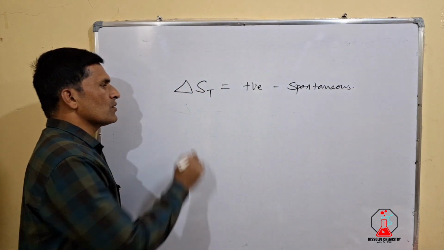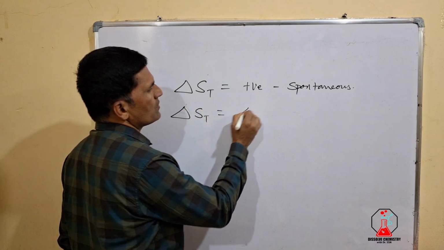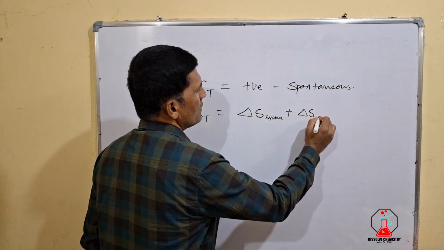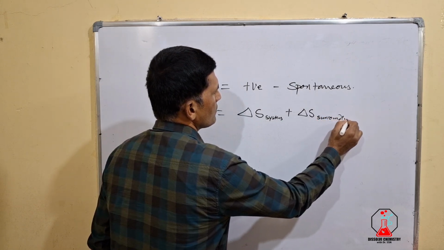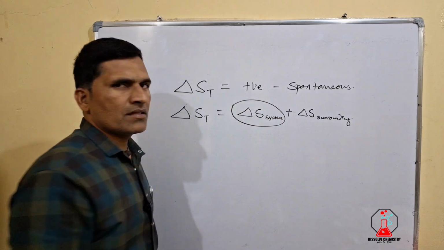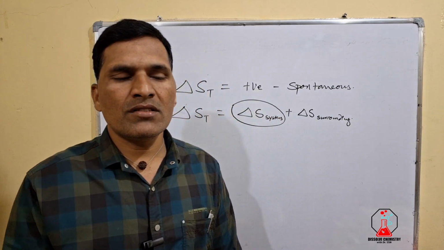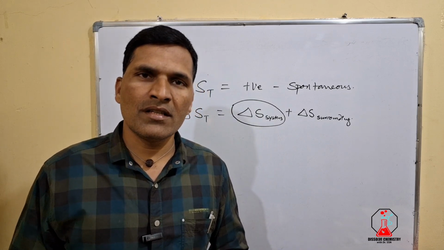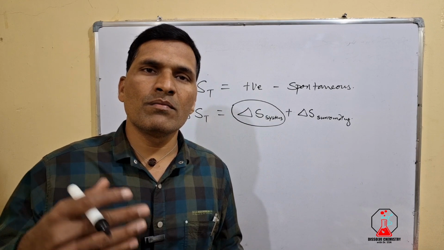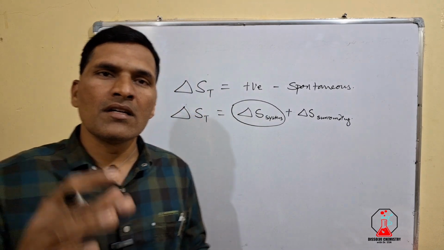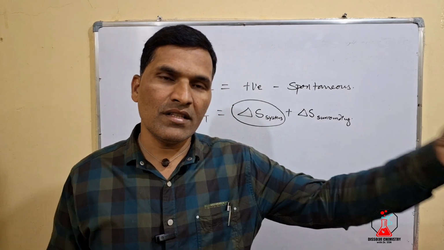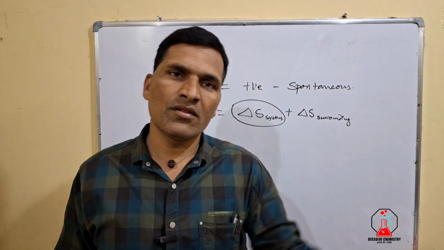Now we know that the total change in entropy is equal to the sum of the change in entropy of the system and the change in entropy of the surrounding. The change in entropy of the system we can somehow determine, but how much change in entropy of the surrounding occurs is difficult to determine. In most cases, chemical processes are carried out in a closed vessel or an open vessel, which communicates with the surrounding. Therefore, the change in entropy of the surrounding is very difficult to determine.